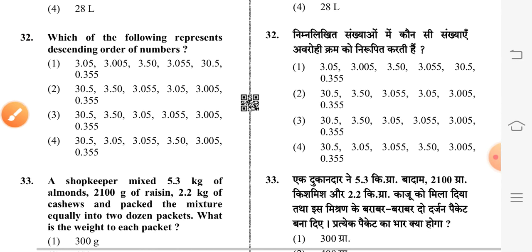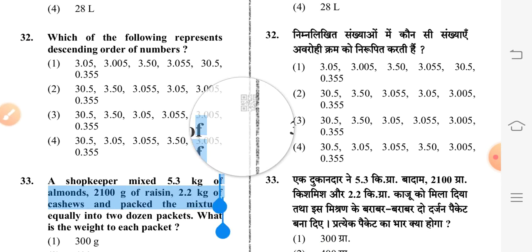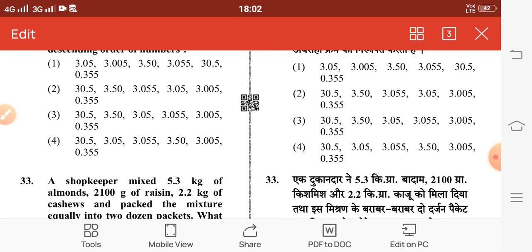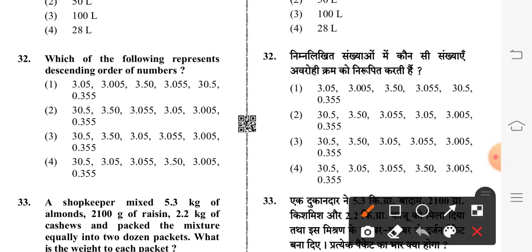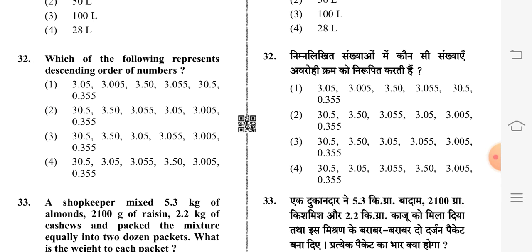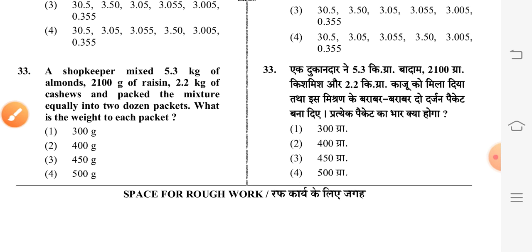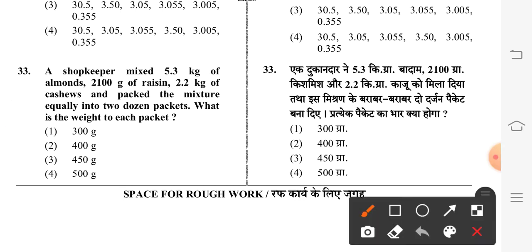Next question. Which of the following represents descending order of numbers? So correct option is second option. Second option is correct. 30.5. This is correct option. Next question. A shopkeeper mixed 5.3 kg of almonds, 2100 grams of rice in 2.2 kg of cashews and packed the mixture equally into 2 dozen packets. What is the weight to each packet? Correct option is second option, 400 grams. Next question.